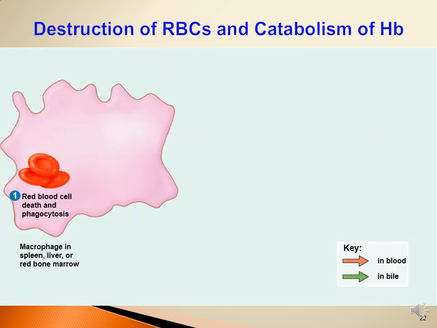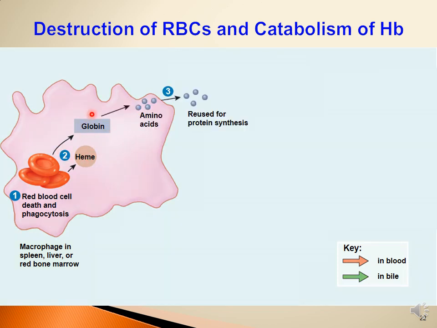So what happens exactly? This is a fixed tissue macrophage in the spleen, liver, or red bone marrow. The worn out red blood cells are engulfed by these macrophages, and then the cell membrane will be destroyed and the content will be released. Heme and globin will be separated from each other. Then the globin, which is the polypeptide chain, will be digested into amino acids that will leave the macrophage to be reused for the synthesis of different proteins in the body, including new hemoglobin.